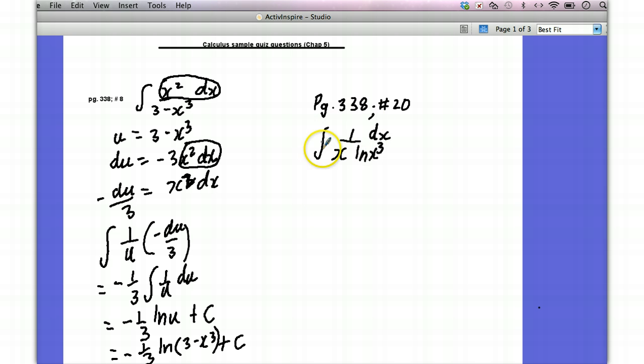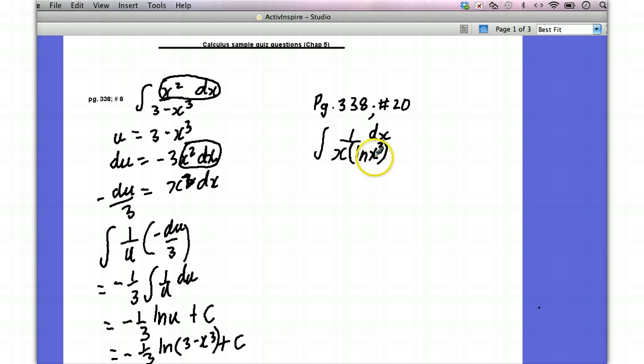Let's take a look at this one, which is a little bit more awkward. I don't think I gave you this, but I'd like you to be able to do these. This is the same page, 338, number 20. And here you see you got 1 over x, and beside the x downstairs is natural log of x cubed. What I'd like you to see is that this factor here, natural log of x cubed, if we put u, well, we can do something with it.